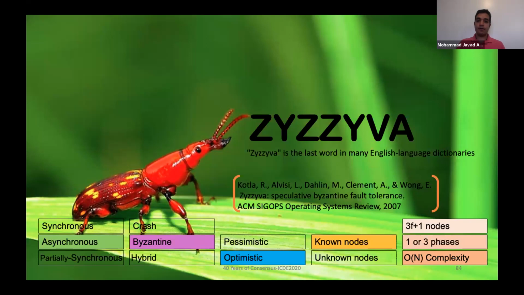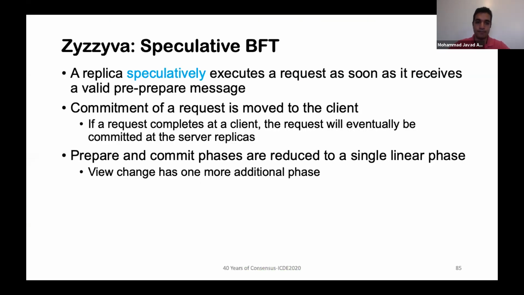So Zyzzyva uses an optimistic approach. Instead of having an ordering consensus, the nodes immediately execute the transaction and send the result to the client. As a result, it can decrease the number of phases to 1. And if there are some failures, then we need to have 2 more phases. And the message complexity becomes O(n) instead of O(n²). So the optimistic approach helps us in that.